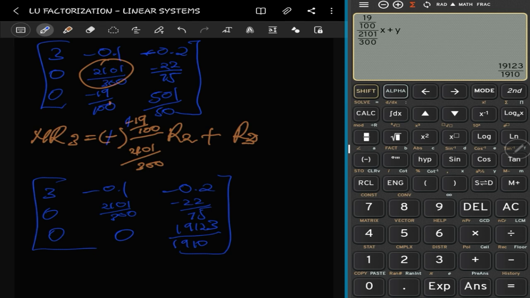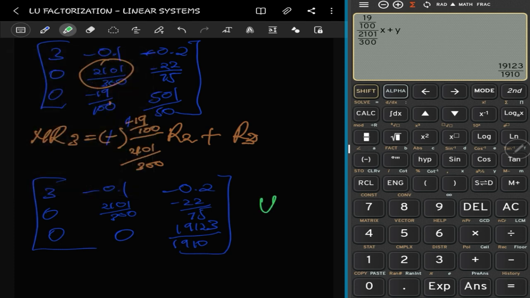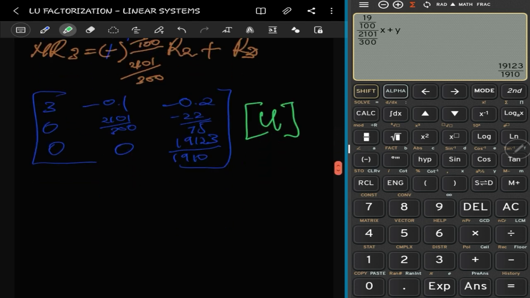So now we have this. Basically, we transform this to upper triangle, and this right here is an upper triangle. So the next thing now is to get a lower triangle. The LU factorization has a unique way of doing this. So let's see. To get a lower triangle, this is how it's done.